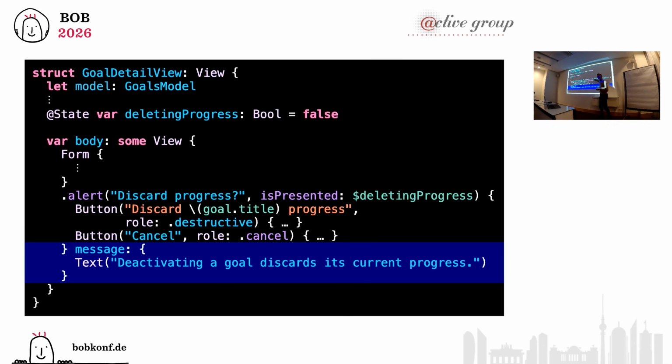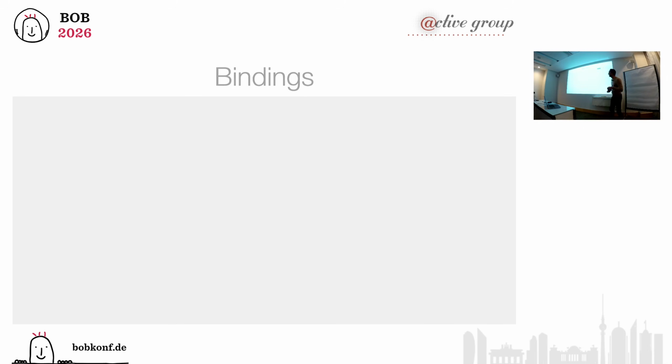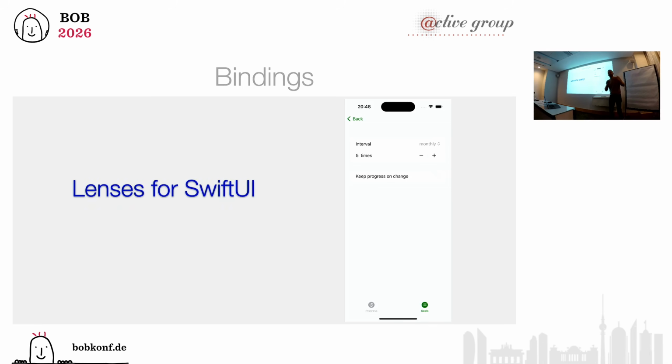This dollar, nobody asked, confusing, why a dollar? Well, this is a binding, which means we want to basically use this as a lens, kind of a lens in Haskell. So bindings are kind of SwiftUI's restricted form of lenses. And to see how this works, we'll have a look at this toggle here in this dialog.